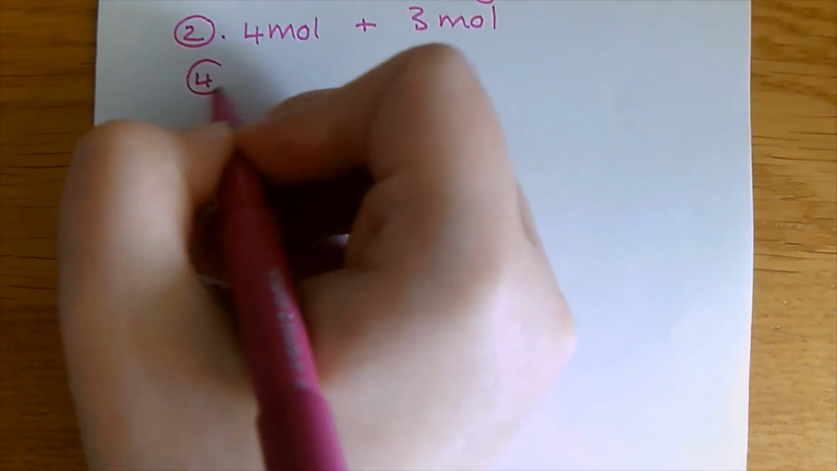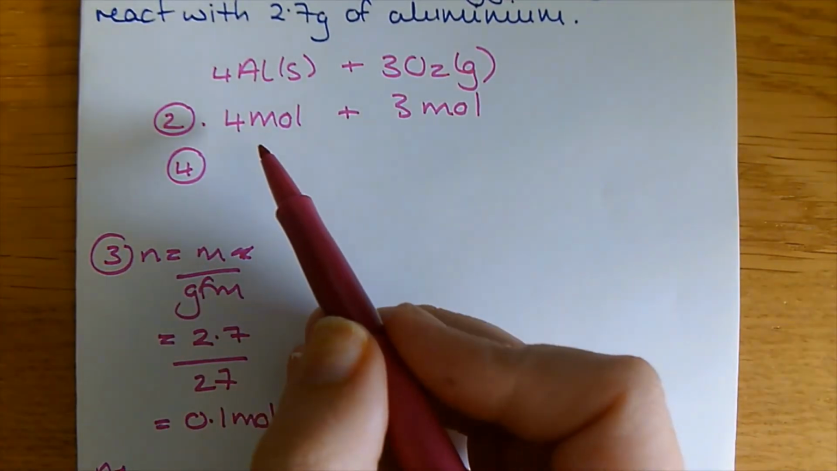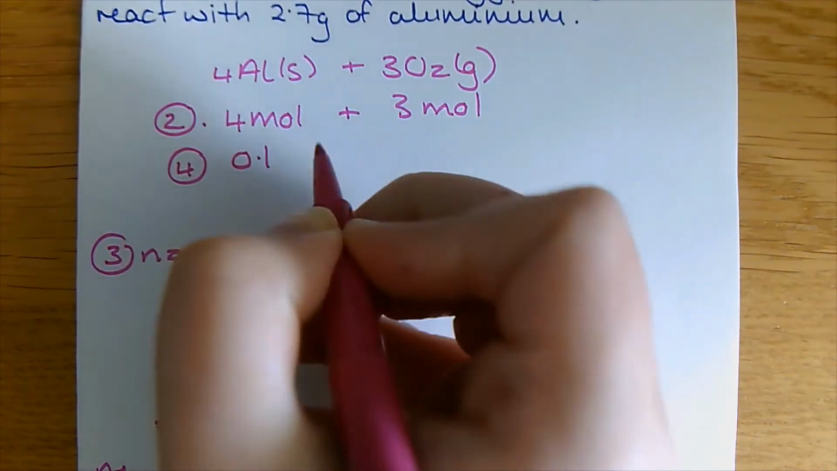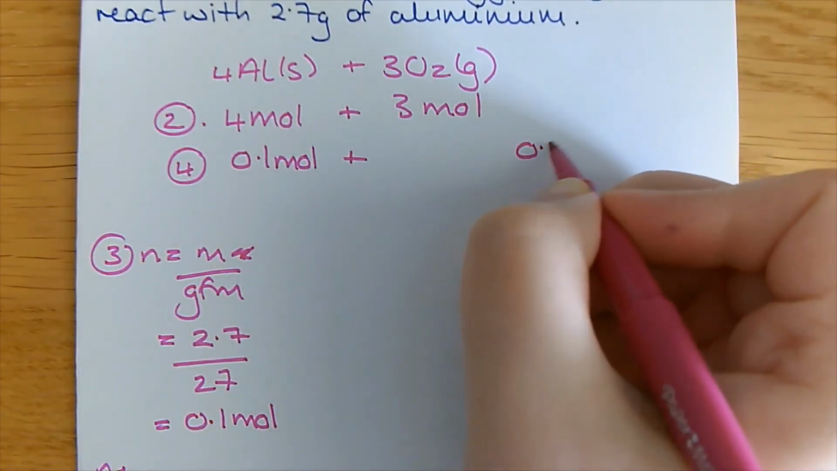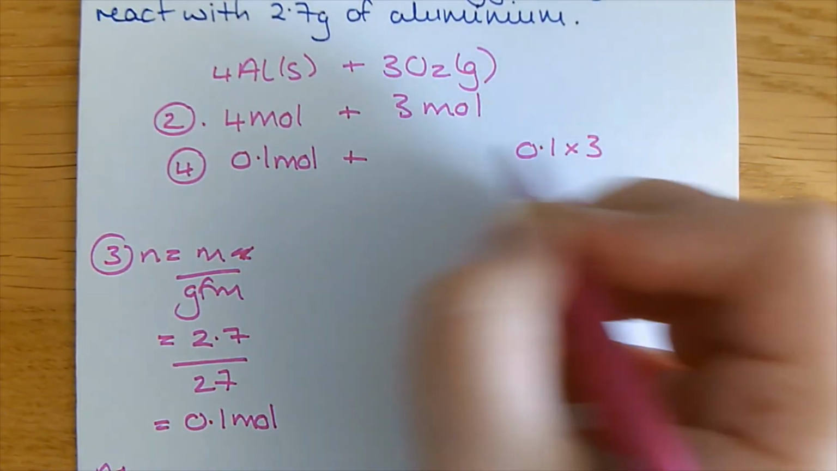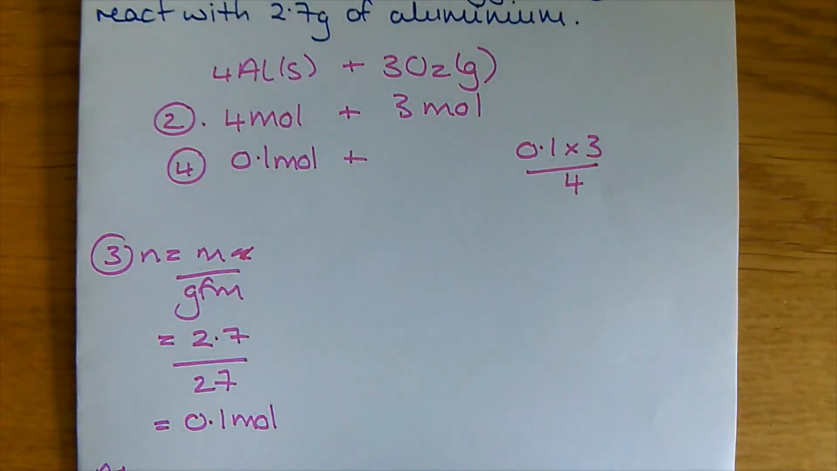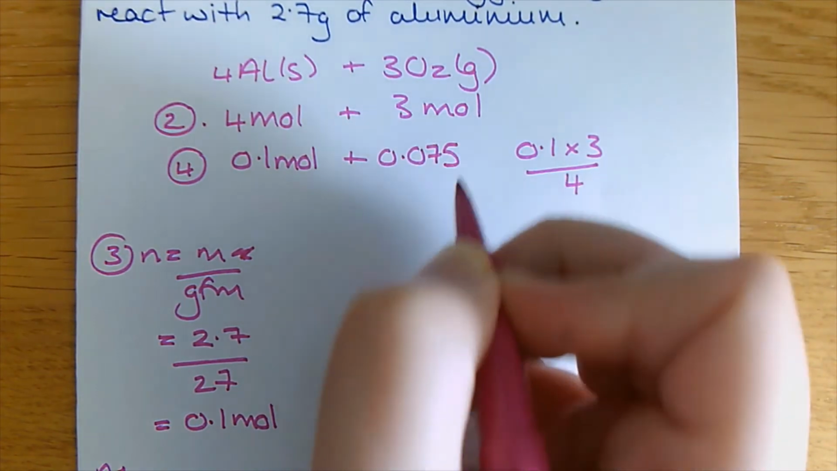Bringing that back up for step 4. So in an ideal world we would have 4 moles of aluminium reacting with 3 moles of oxygen. What we actually have is 0.1 moles of aluminium. So to work out our number of moles of oxygen, we would do 0.1 times by 3 divided by 4. And our answer would be 0.075.